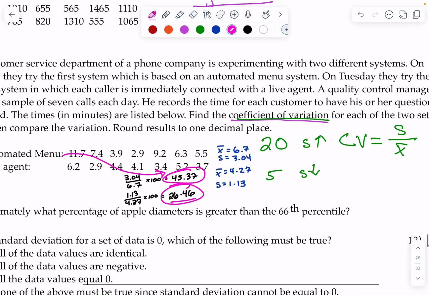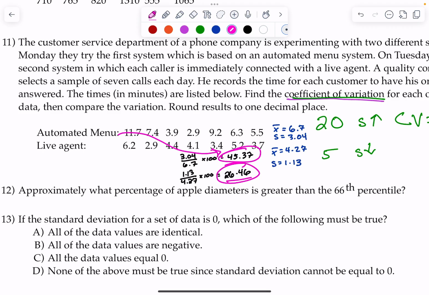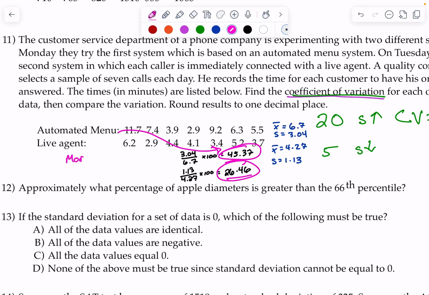So let's answer the question. It says he records the time, compare the results. Round to one decimal place. Well, whatever, I rounded to 2. Okay. Compare the variation. So more variation with automated. More consistency with live agent.